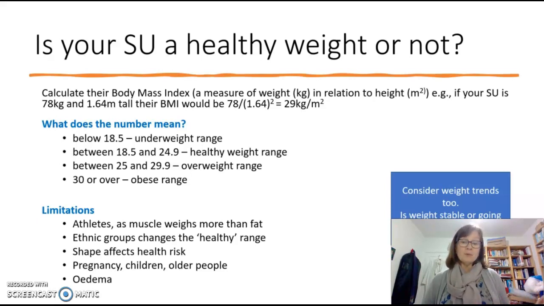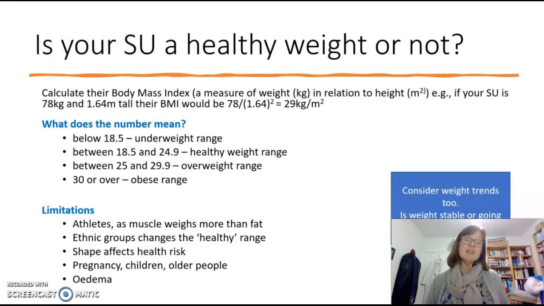So if, for example, your service user is an athlete or a rugby player, somebody who's very muscular, muscle weighs more than fat. So those people are going to appear heavy, but actually the amount of fat they have in their body is going to be a lot less. So take a look at the person and think, right, is this an athlete? Is this a rugby player? Because the idea of the BMI isn't going to be very relevant for them.